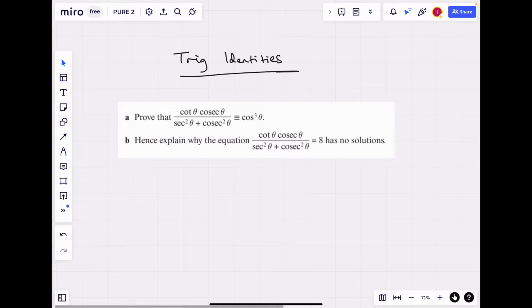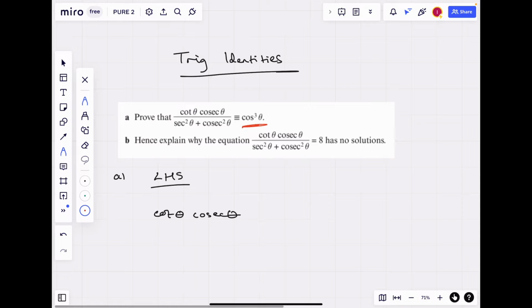So, let's consider the left-hand side first. And let's split the numerator and the denominator. We'll work with them separately. So cot theta and cosec theta. We want at the end to have cos. So we want to convert cot and cosec into sine and cos if we can.